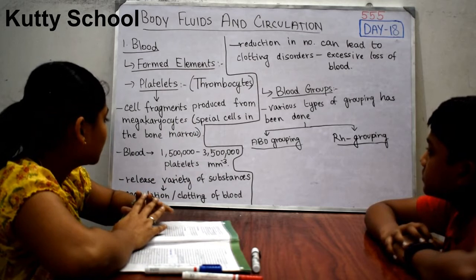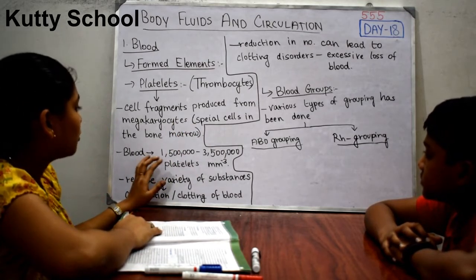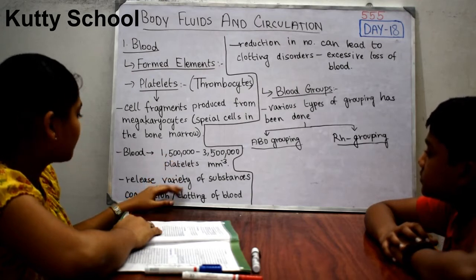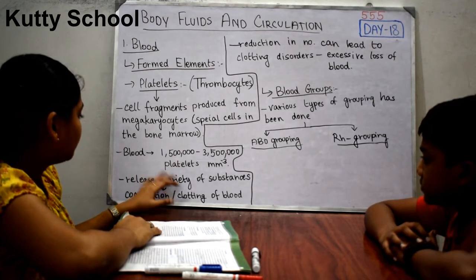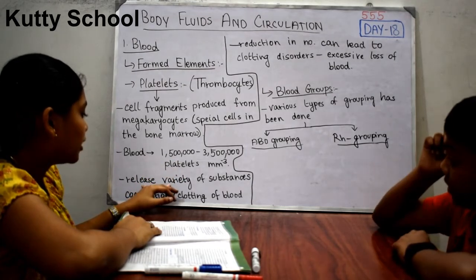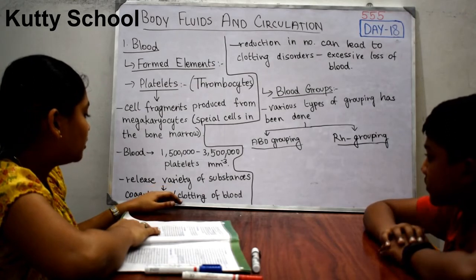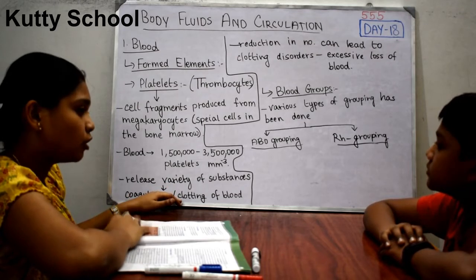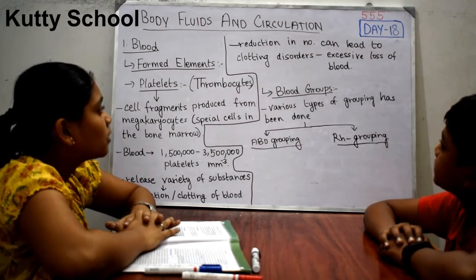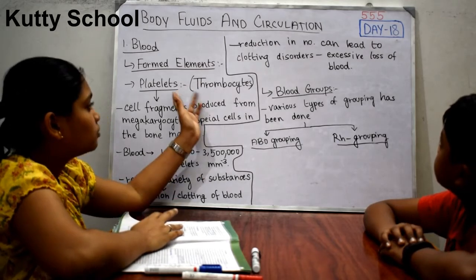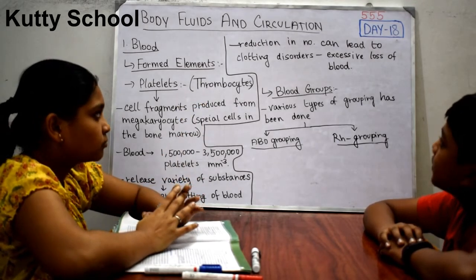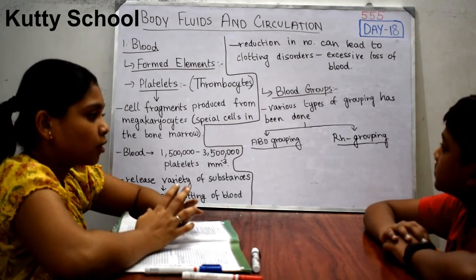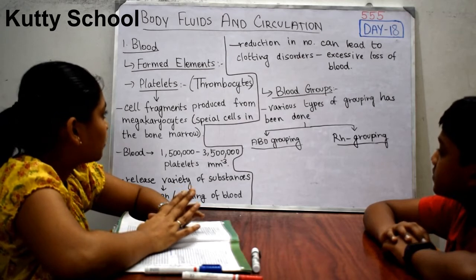In blood, these constitute about 1.5 to 3.5 million. These release a variety of substances, mainly for coagulation or clotting of blood, like fibrinogen. A reduction in the number of platelets can lead to clotting disorders, which results in excessive loss of blood when any cuts occur in the body. So this is about platelets.